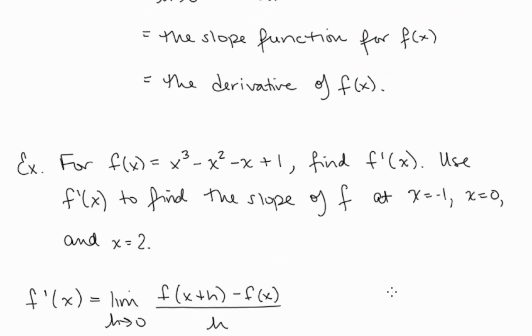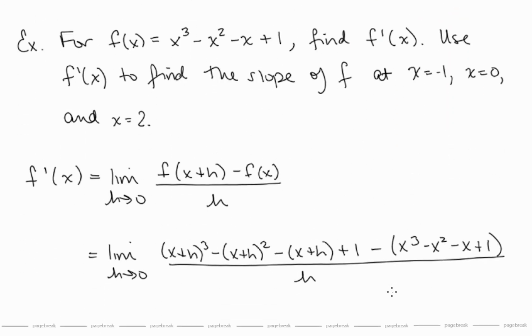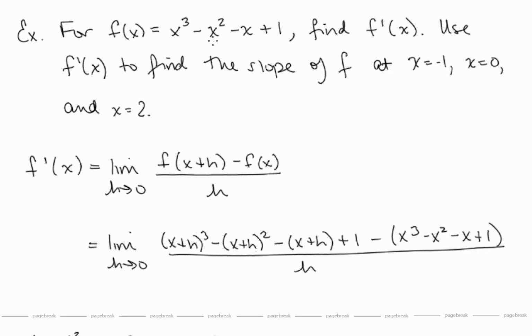So let's take a look at an example. Here we have f of x equals x to the third minus x squared minus x plus 1. Let's find f prime of x and use it to find the slope of f at these three x values.